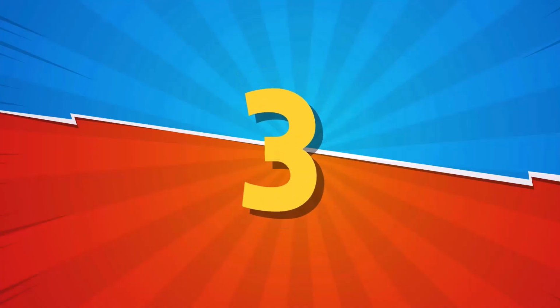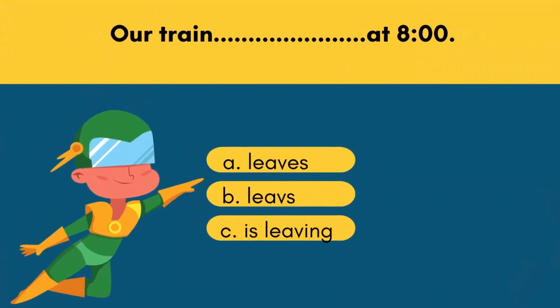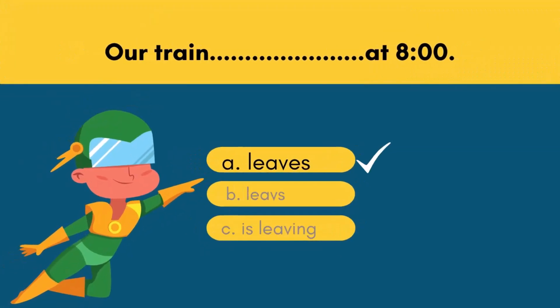Number 3. Our train dash at 8. A. Leaves. B. Leave. C. Is leaving. Answer is A. Leaves.